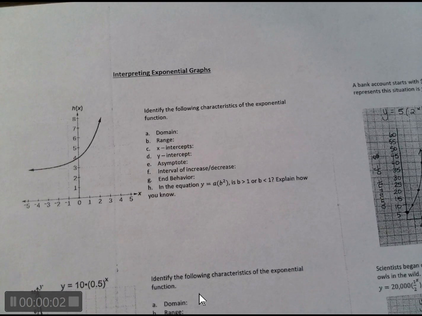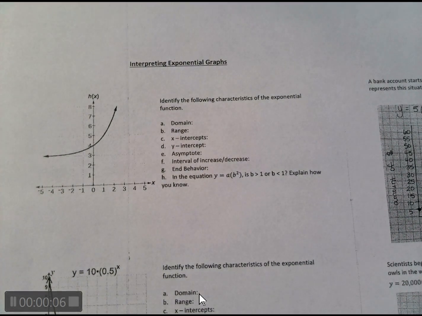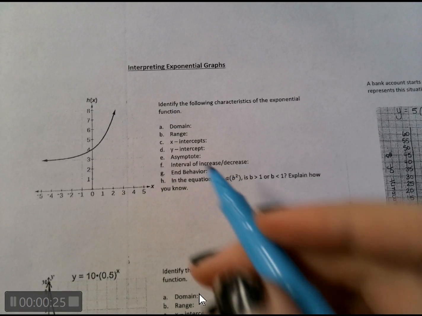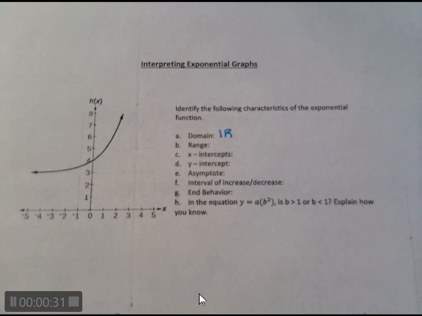Alrighty guys, so now we are on to interpreting our graphs, okay? So really and truly, we are just going to be talking about the characteristics that we talked about earlier, okay? The very first thing we want to identify is our domain. And in the previous video, what did I say that our domain is always going to be? It is always going to be all real numbers, okay? We got that. We're doing good.